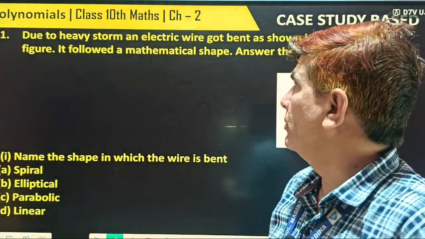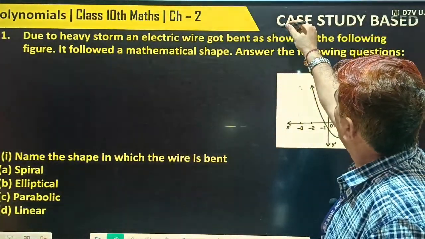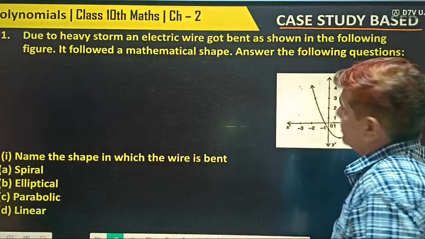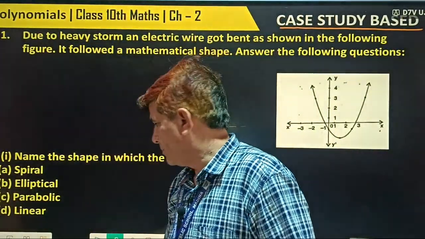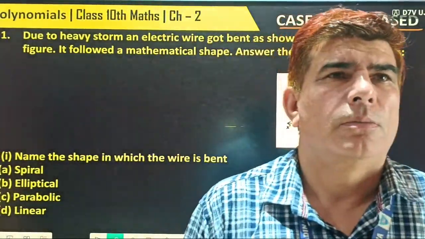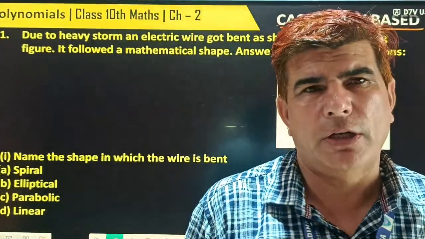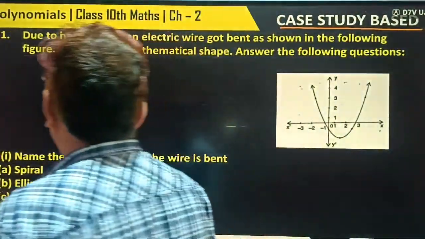So today we will start case study based questions from this chapter. Which chapter? Polynomial. You know properties of polynomials. Polynomials are mainly of quadratic polynomials. So we can start like this.